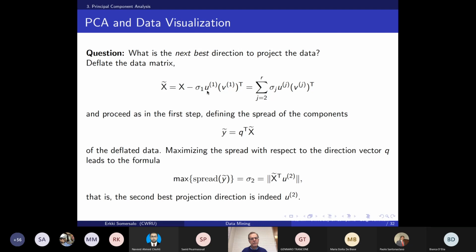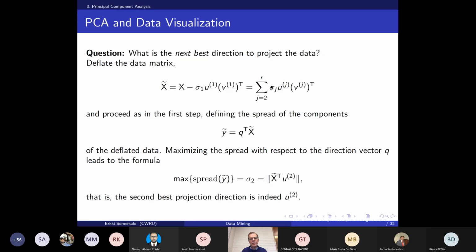So that means that this X tilde is exactly like my original X, but the sum here is running from 2 to R because I'm subtracting the first component. And so in order to find the second largest spread direction, I'm taking this deflated matrix and playing the same game again. So what is the best possible direction Q so that the spread of this Y tilde is largest possible?